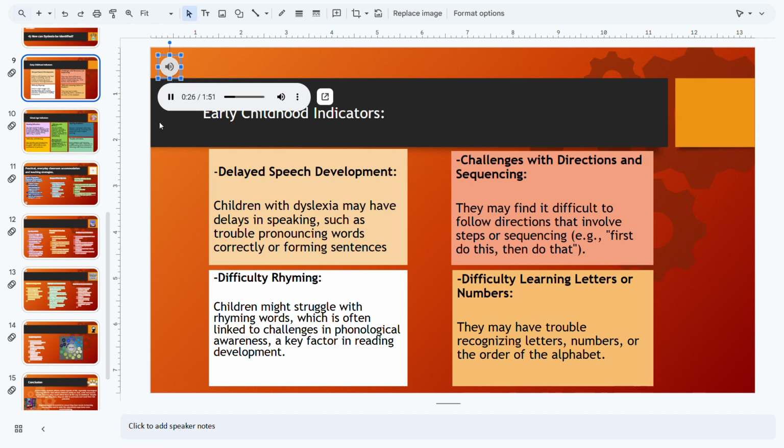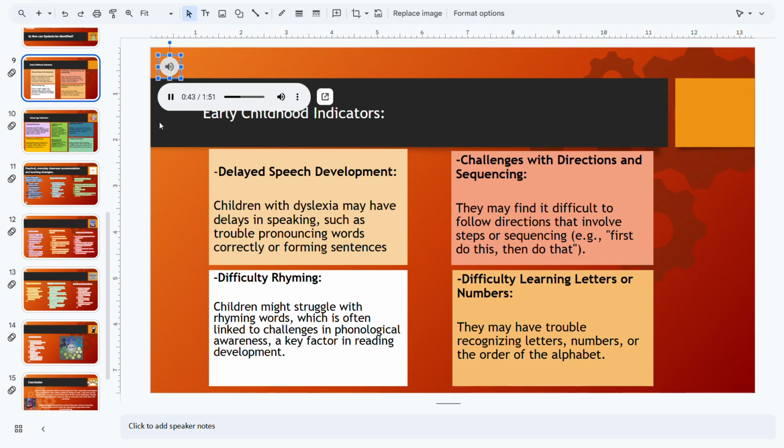There are 4 main points. Firstly, there is delayed speech development. Normally, children with dyslexia may have delays in speaking. They will have trouble pronouncing words or correctly forming sentences.